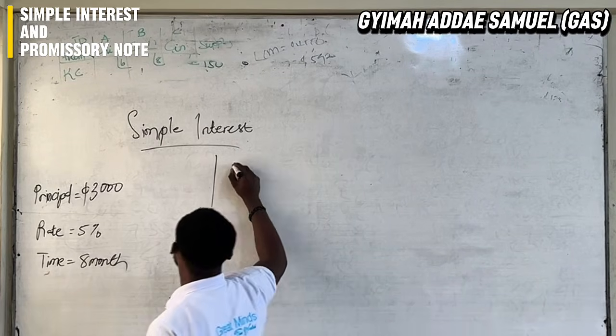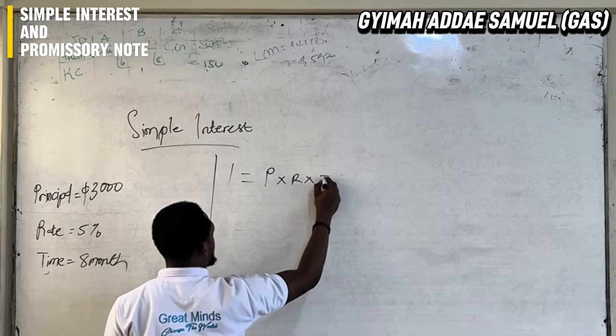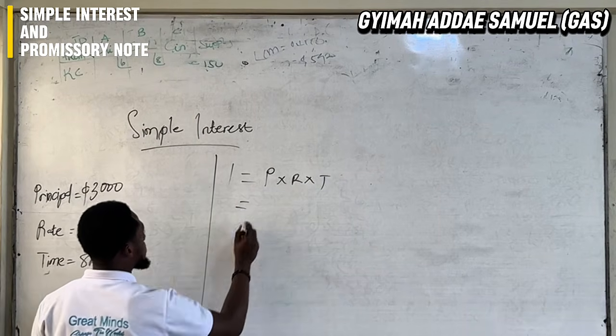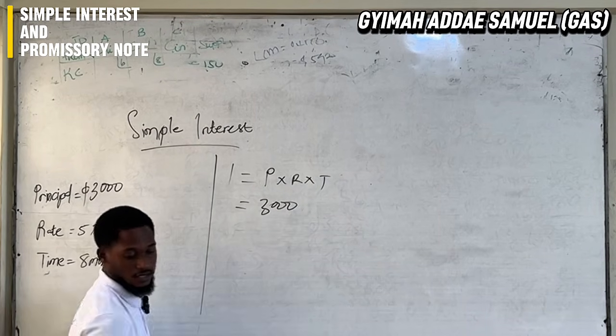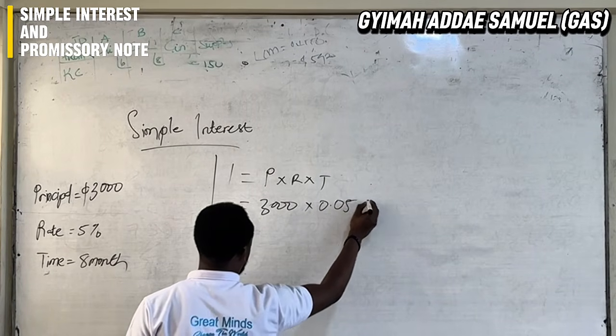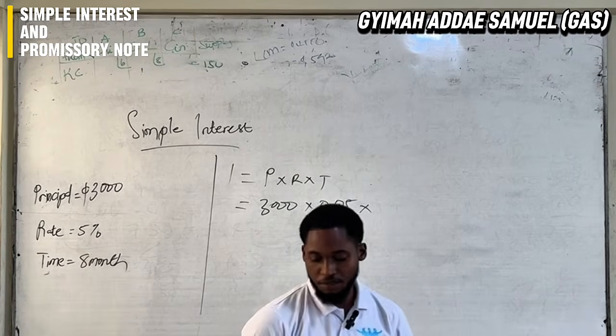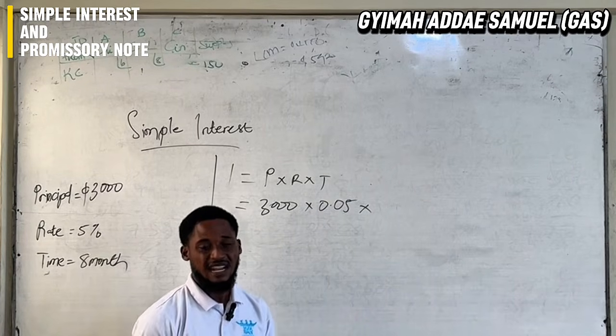As you know, the formula for the interest is principal times rate times time. So now our principal here is 3,000 Ghana cedis. Our rate here is 0.05. So now we have 8 months here. And when computing, simple interest is in an annual form.